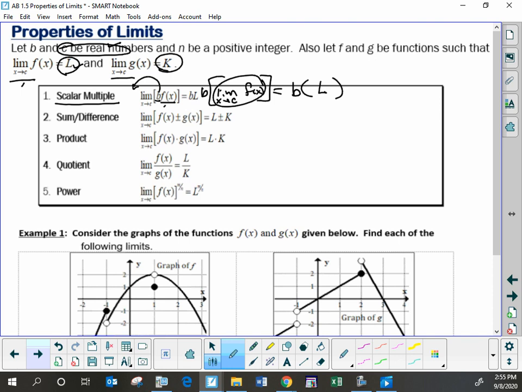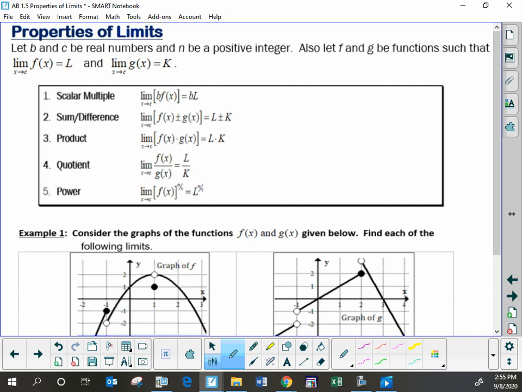The sum and difference property says if I have two functions that are added or subtracted together, I can think of them individually. I can break them up and say the limit of f of x plus the limit as x approaches c of g of x. So I can calculate each of these individually. The limit of f of x was defined to be L, and the limit of g was k, so I get L plus k. If this had been subtraction, then I would have the minus sign. So plus over minus, those stay together.